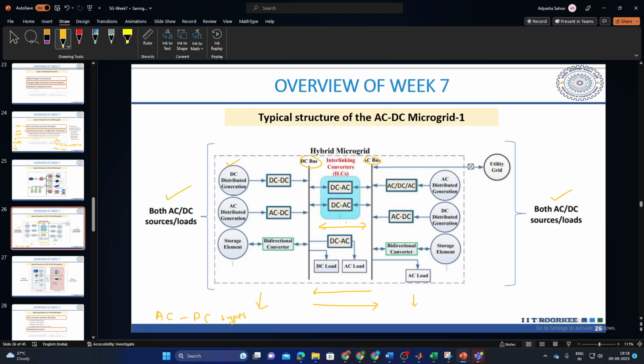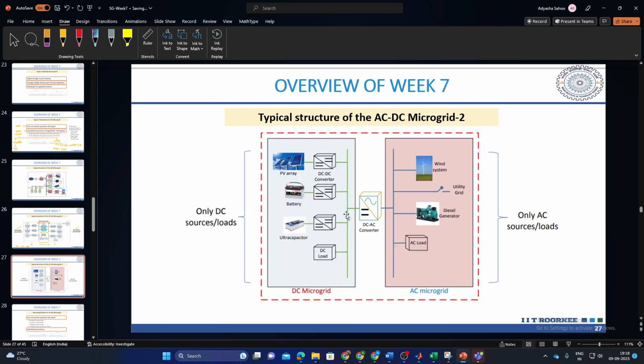Similarly, for the AC bus side, we have the AC system and also a DC system, and similarly the converters required to couple or synchronize it to the AC bus. Then we have this interlinking converter here, which will help in power flow between these two microgrids. Depending on whether you want power to flow this way or that way, the role of this interlinking converter is going to change.